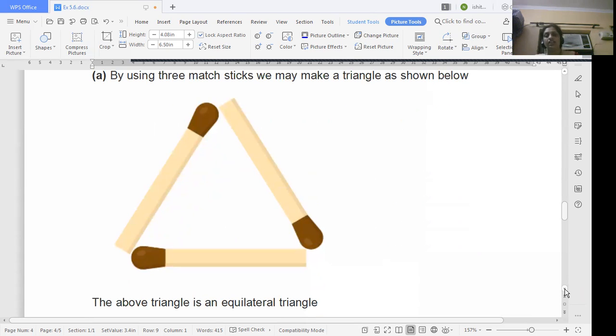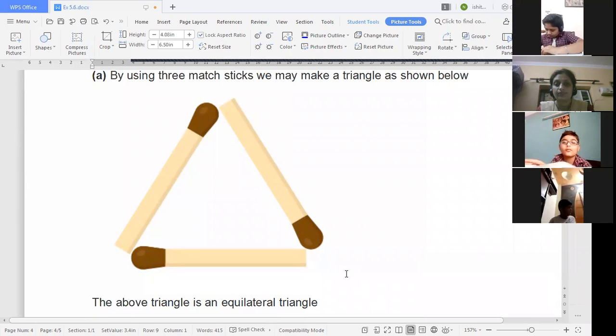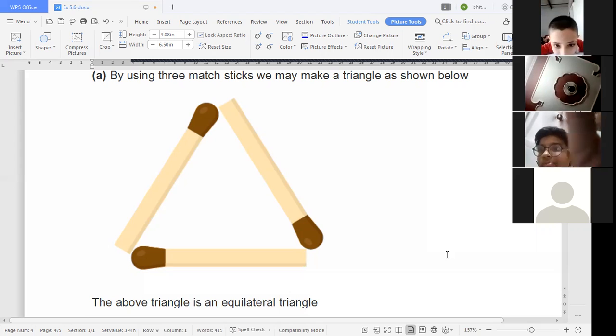And it is an equilateral triangle because all the 3 matchsticks are of same length. So it will be an equilateral triangle. Paste matchsticks, all of you. Show me your activity also. Paste 3 matchsticks, all of you.